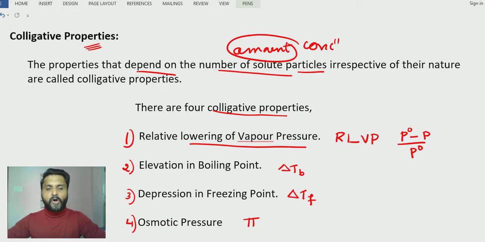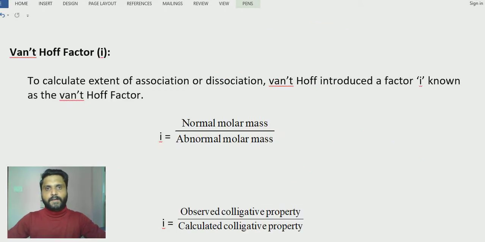Remember students, all these colligative properties depend upon the concentration of the solute or the number of solute particles. It can be in terms of molarity, molality, mole fraction, whatever it is, the concentration term. I'll be explaining all the colligative properties in detail in the next videos to come. But before that, I should introduce one term called the Van 't Hoff factor.